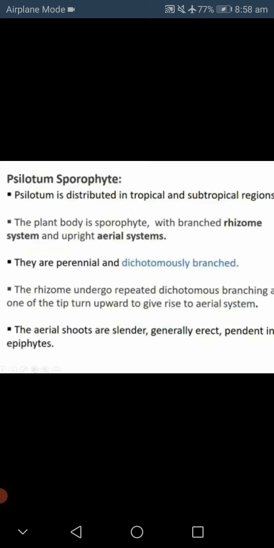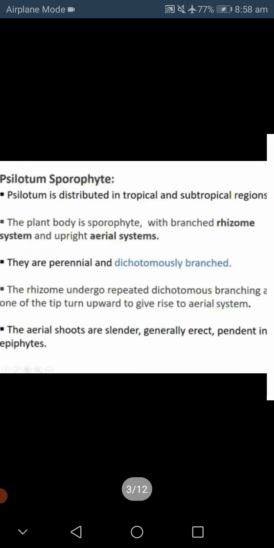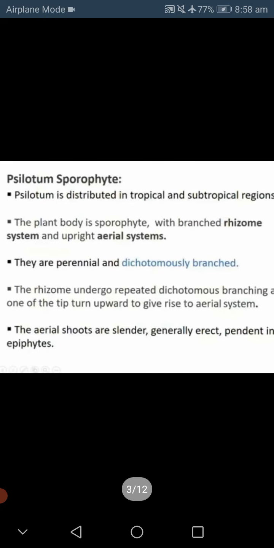The plant body is a sporophyte with a branched rhizome system and an upright aerial system. Here the root is nothing but the rhizome. They are perennial and dichotomously branched, which means the branches form two definite structures. The rhizome undergoes repeated dichotomous branching, and one of the tips turns upward to give rise to the aerial system.